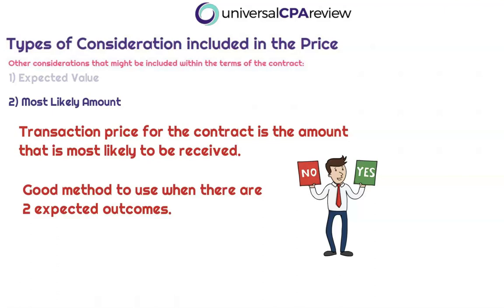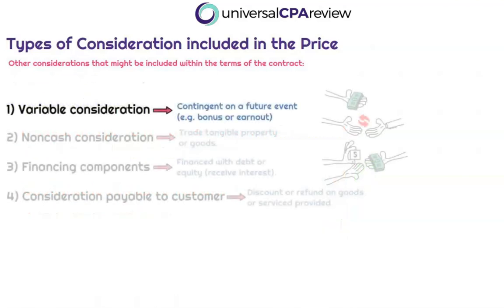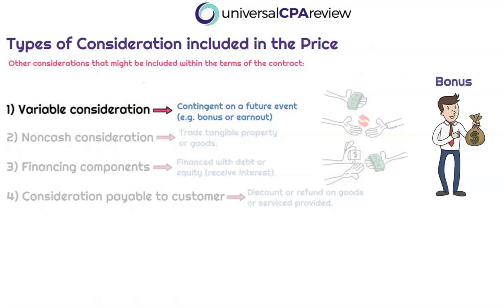All right, so the most likely method is generally going to be the more appropriate method because it will generally produce a better estimate of the consideration that the company expects to receive. All right, but this would be tough to do when there is an outcome that is not significantly more likely than the other. All right, so your quick hitter takeaway for variable consideration is that this is contingent on a future event. So an example of this could be like a bonus.